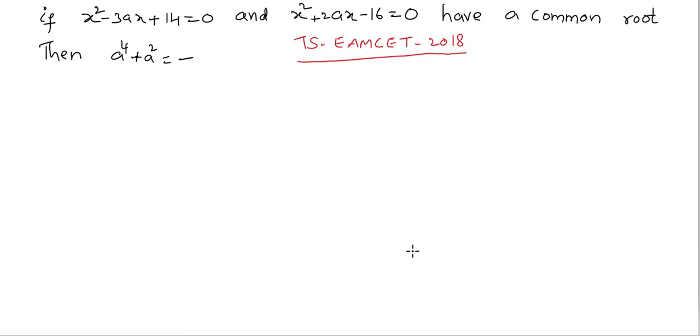If x square minus 3ax plus 14 is equal to 0 and x square plus 2ax minus 16 is equal to 0 have a common root, then a power 4 plus a square is equal to dash. This is a TS EAMCET 2018 question. Suppose we take alpha as a common root.